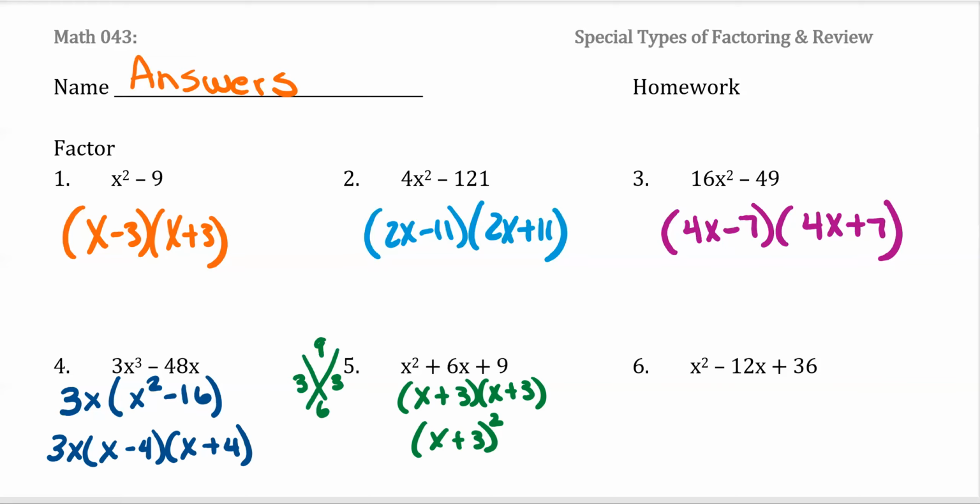Number 6. You could approach this from the factors of 36 that add to -12. Or you could have realized that 36 is a perfect square, 6 and 6, 2 times 6 is 12, and use the pattern to find your factors.